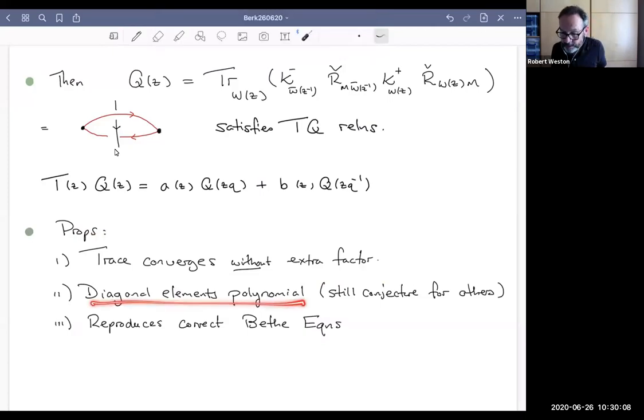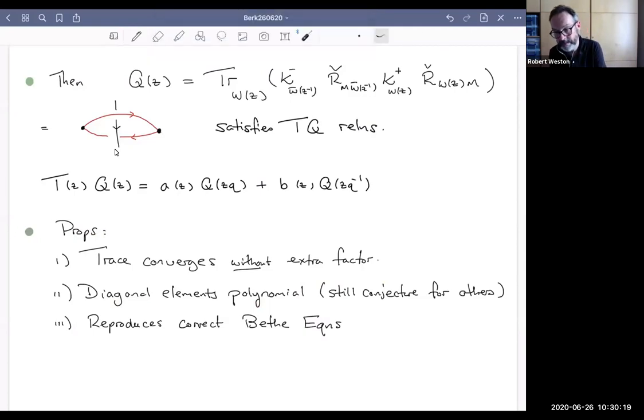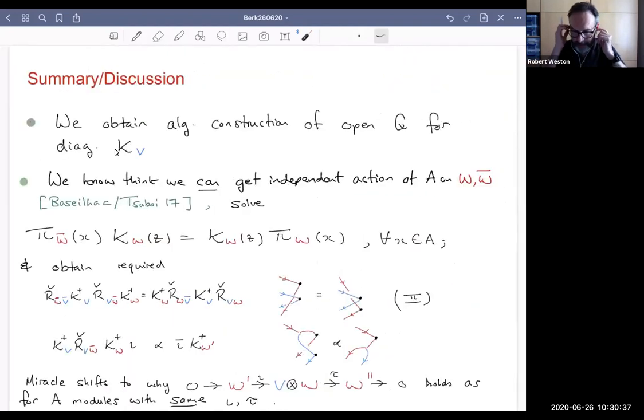Diagonal elements of polynomial, that's all we have so far; it is a conjecture for off-diagonal elements of polynomial. We proved it for low-dimensional quantum spaces, but not in general. And moreover, it reproduces the known Bethe equations, which are actually sitting there in Sklyanin's work. But of course, the objective is not to reproduce the known Bethe equations, it's to get a general algebraic construction of Q that works in other cases too. I'm almost done. In fact, let me come on to some summary discussion.